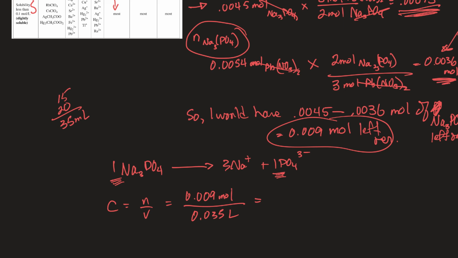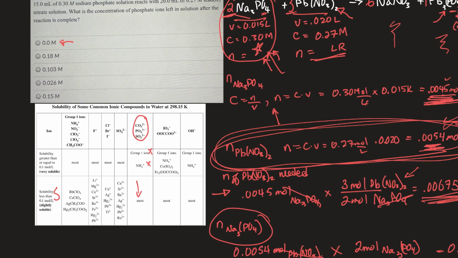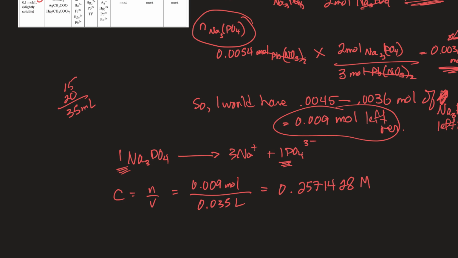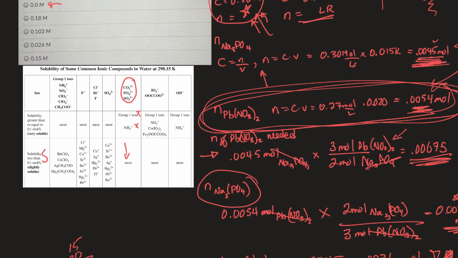Let's see if it does. Hopefully it's one of the answers. 0.009 divided by 0.035. So I'm getting 0.25711428 moles per liter. Let's check sig figs. 3, only 2, 3, and 2. So I need to go to 2 sig figs. So I'd probably round that to 0.26 moles per liter. Okay, is that an answer? It is, yes. I'm calling it that one right there.